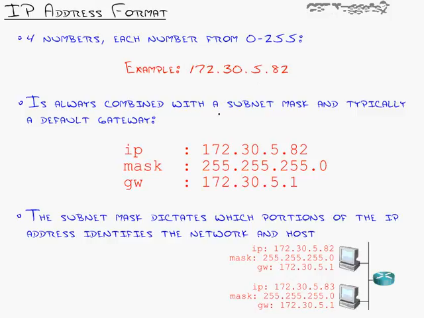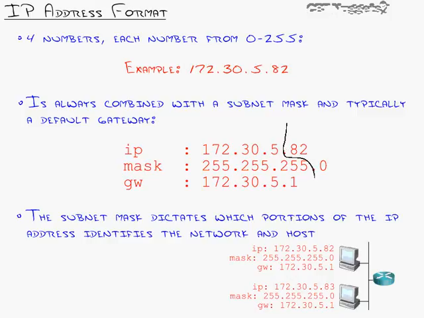So when you're talking about an IP address, it is always combined with a subnet mask, always, and typically combined with a default gateway. So you can see that I have an IP address right here, 172.30.5.82. I have the subnet mask 255.255.255.0 and a default gateway, I just have GW there, of 172.35.1. Let's keep that in mind. We'll come back to that a couple times. The subnet mask dictates what portions of the IP address represent the network and the host. I'm going to do something right here. I'm going to draw a line.